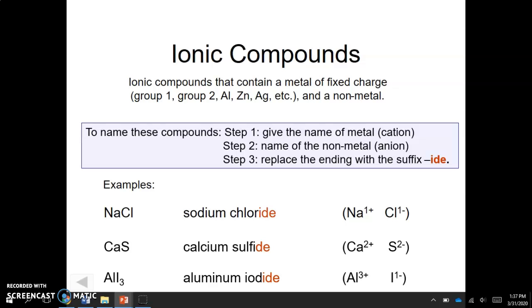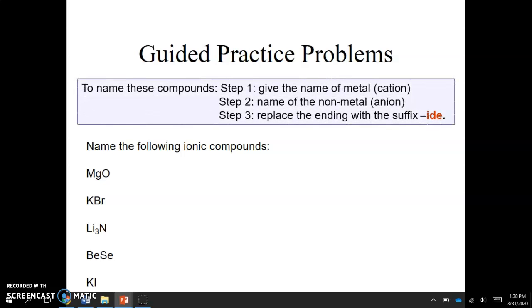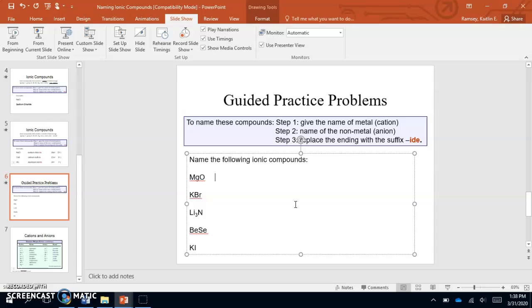These are binary ionic compounds, so they contain 2 elements, bi meaning 2. We're going to deal with polyatomics later, but for now I just need you to know how to name an ionic compound. Okay, so let's do some guided practice problems. I'm going to just type these in so it'll be a little bit easier.